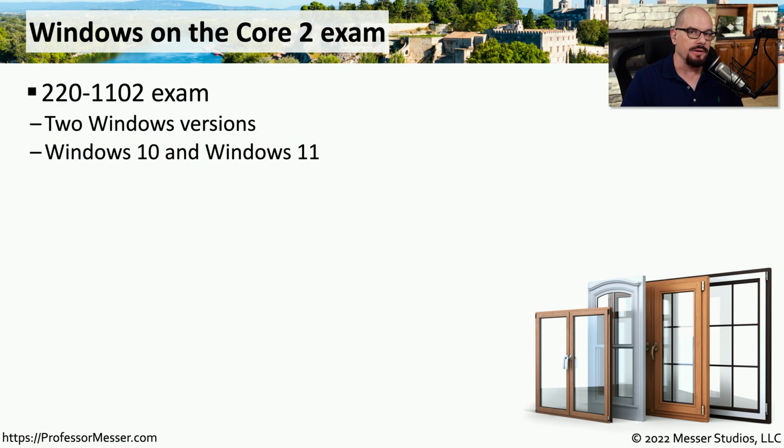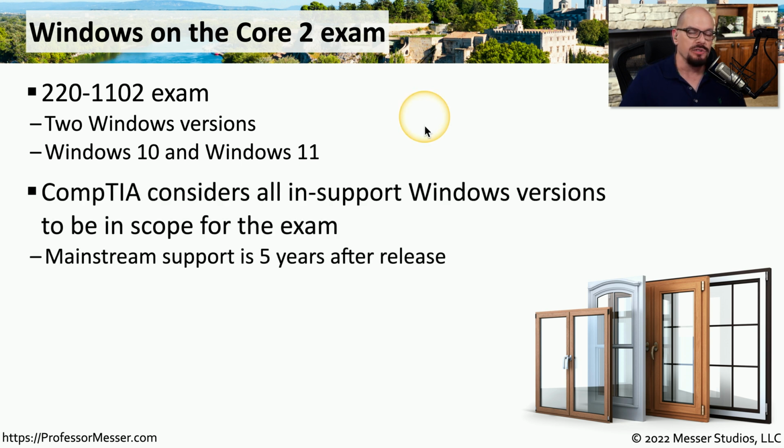On the 2201102 exam, you're expected to know the details from two different Windows versions. Those would be Windows 10 and Windows 11. Those are the versions of Windows that are currently in support, and those are the ones that are listed in the CompTIA exam objectives. Microsoft generally provides in-support options for all versions of Windows until 5 years after they're released.